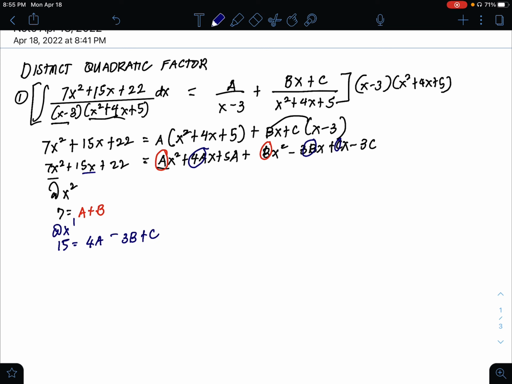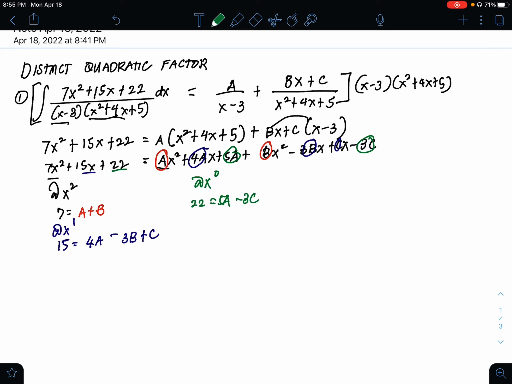How about at x0? At x to the power of 0, that's 1, right? Anything that is raised to 0 is just equivalent to 1. So, therefore, constant yan siya. So, that's 22 is equal to, okay, this is constant, right? 5a, ano pa bang kulang? And 3c. So, ito na lang sila yung kulang minus 3c.